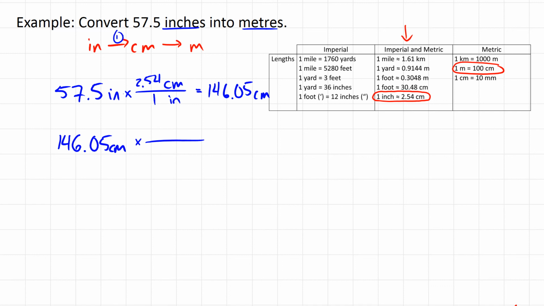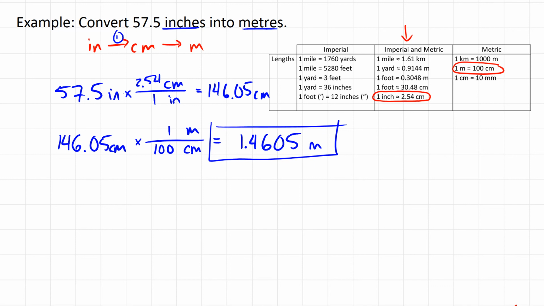So I have 146.05 centimeters and I'm going from centimeters into meters. There's 100 centimeters for every 1 meter. So this time I'm going to use division to go 146.05 divided by 100. That's 1.4605 meters. And we're not told how much to round to, so we could either leave it just like that, or we could round to, say, 2 decimal places. But since we're not told, let's just leave it with what it is, and that's our answer.